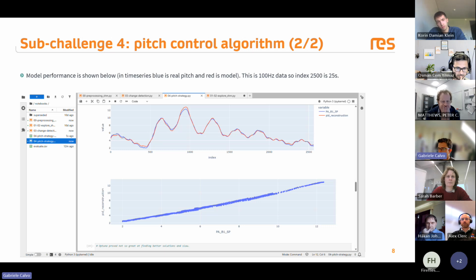So applying it, we can see the reconstruction in red and the actual in blue, and then the same, but instead of against time or index, in that case we just plot it against an increased number of points. The bottom one is actually the two against each other. So you would hope that this is as straight and as much of a y equals x as possible. The 100 Hertz data makes it so that 25 seconds is 2,500, which is the x-axis.